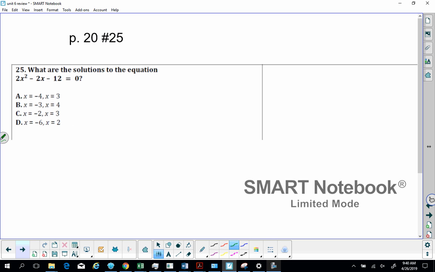Solutions. Same thing. Plug it into your table and then ask X.